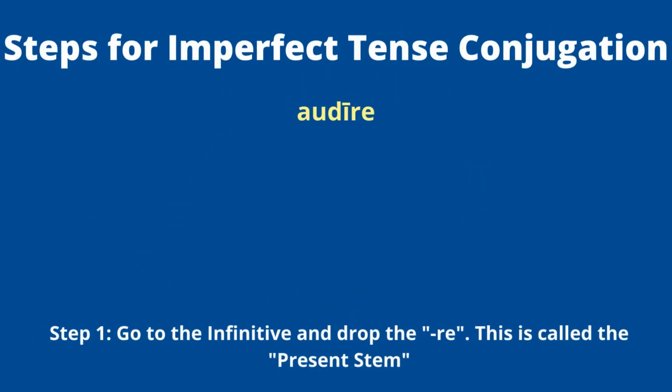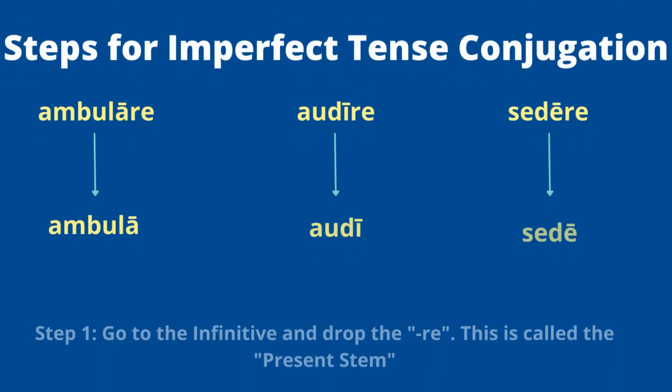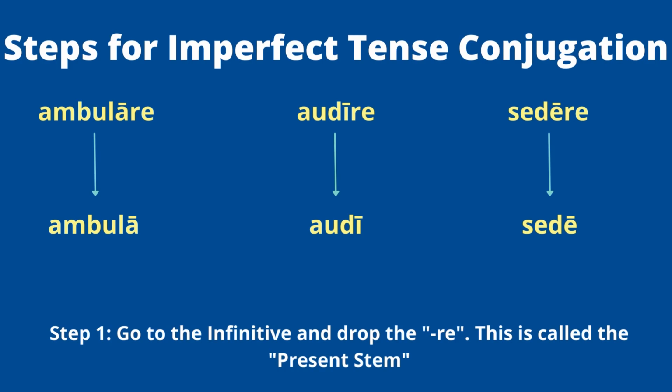So what do we do? Here's the plan. Step one, just like with present tense, you go to the infinitive and you drop the re. First, by the way, you probably want to make sure you know what your conjugation is, and we'll talk about that a little later in the video. But you start with the infinitive, audire, and you drop the re. Here are some examples. If we had ambulare, my stem is ambula. Audire becomes audi, and sedere becomes sede. This is what we call the present stem. So we start with that, just like we did with present tense.